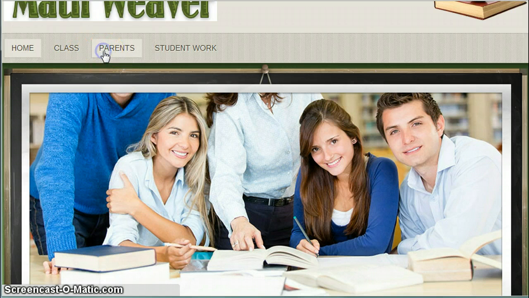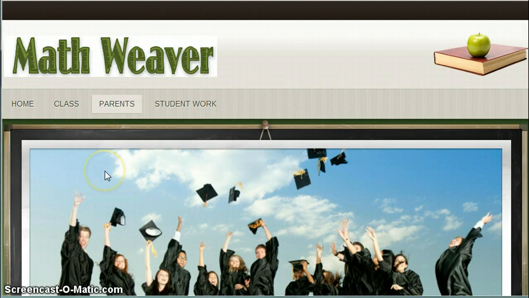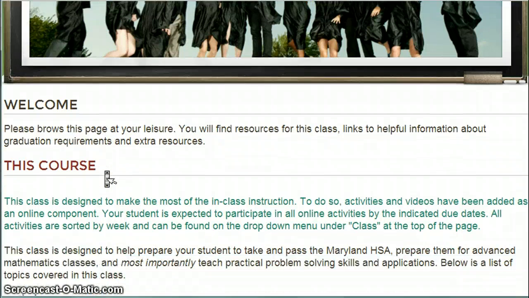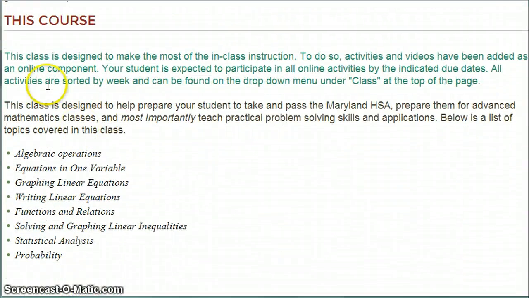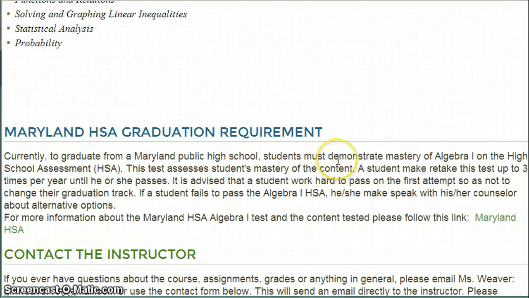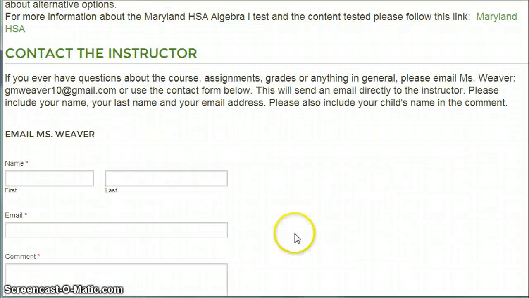I'm going to start with looking at parents. An important part for me was to include information for my parents. They tend to not know what's going on in the class or what's required for graduation. So in this page, parents can learn what's required in the class, what topics we're covering. They can also read about the Maryland HSA graduation requirements, and I've included a link to another page with more information. Back on the main page, we also have how to contact the instructor, and I've included my email and both a contact form on the website.